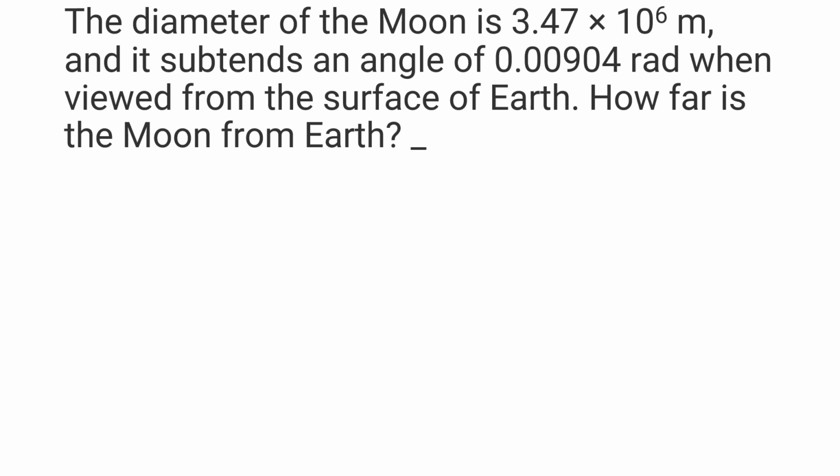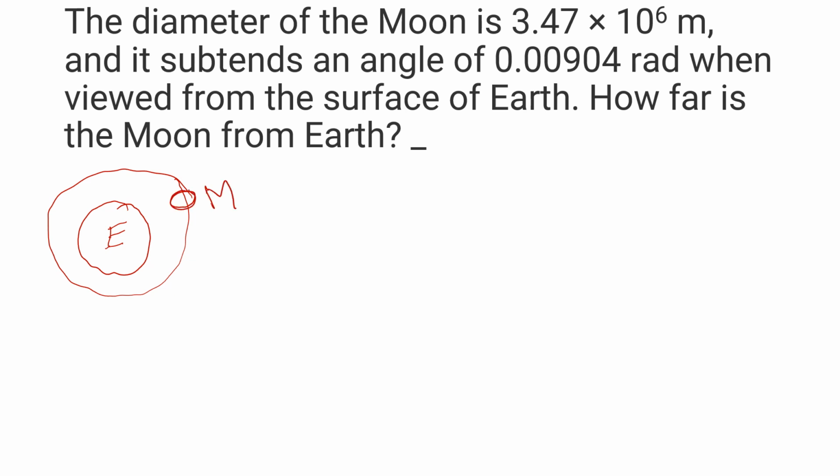The diameter of the moon is 3.47 times 10 to the power 6 meters, and it subtends an angle of 0.00904 radians when viewed from the surface of Earth. How far is the moon from Earth? Now let's draw the diagram. We know that the moon is a satellite of Earth and it revolves around the Earth every 28 days almost. So say this is the moon.